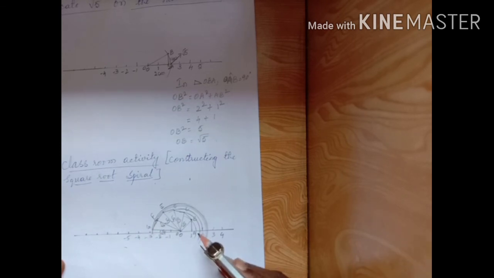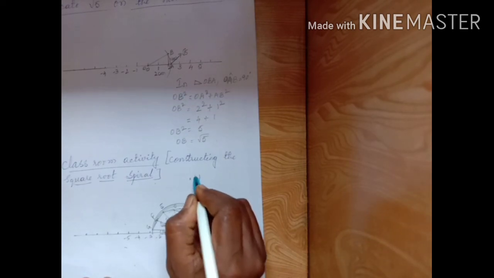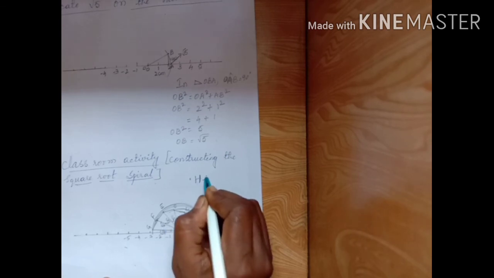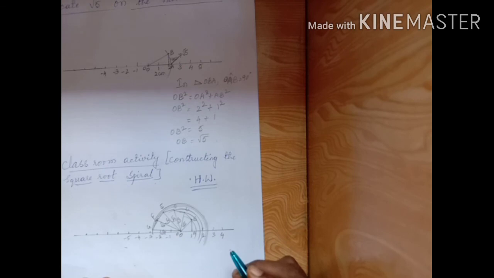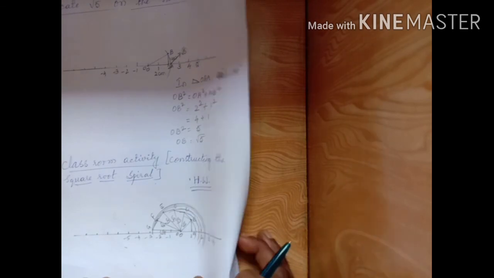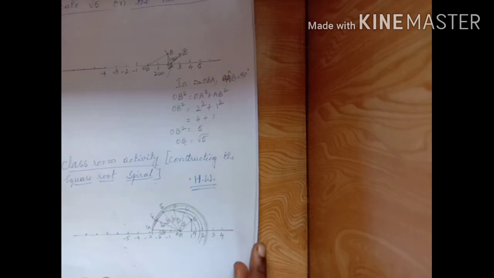So this is very interesting, is it not? So constructing the square root spiral. This is a classroom activity. This classroom activity you can do in a homework notebook. In which book you have to do, children? You have to do in the homework notebook. Hope you all understood, children. Thank you.